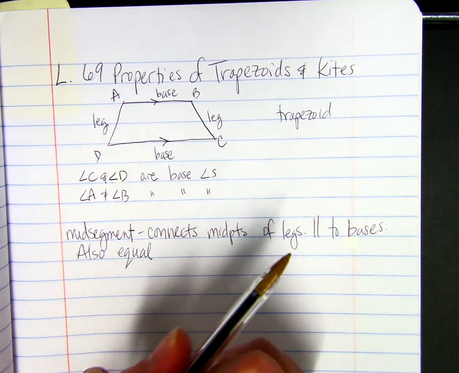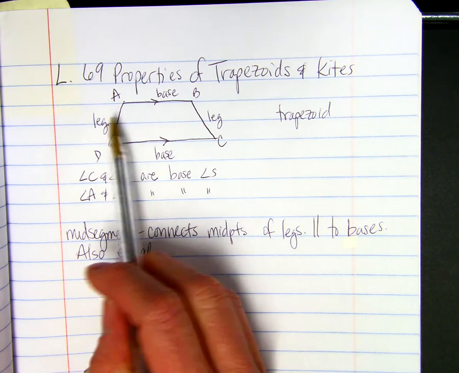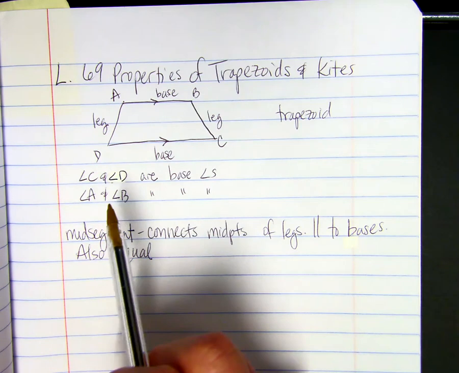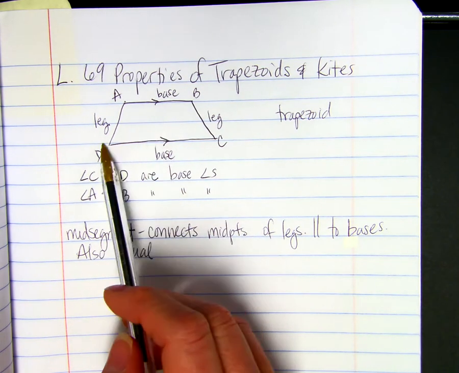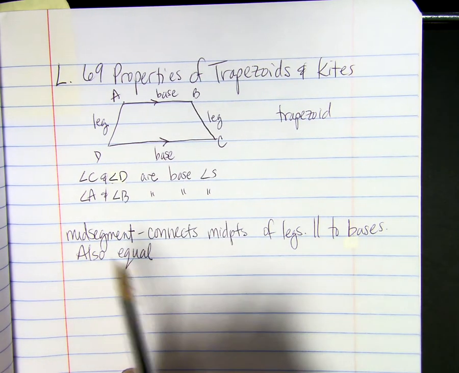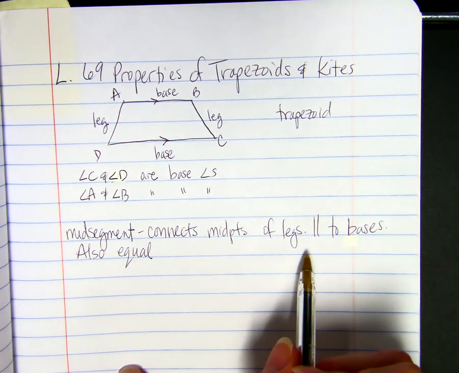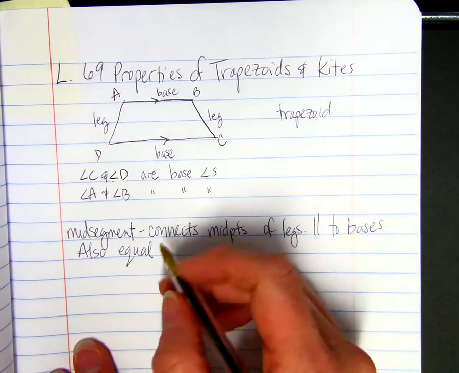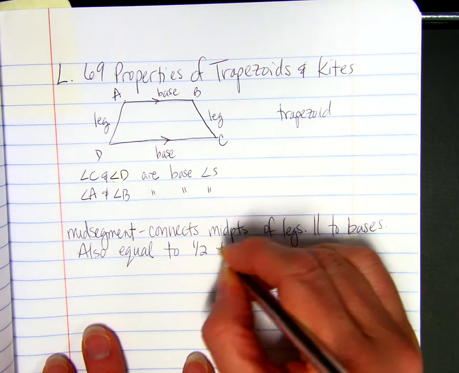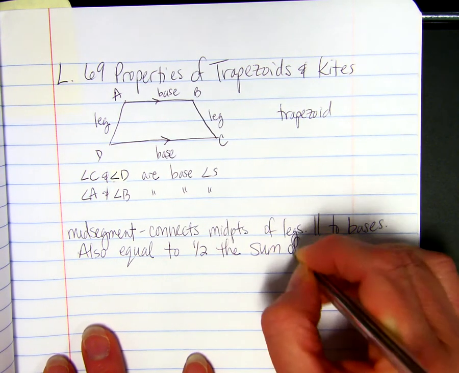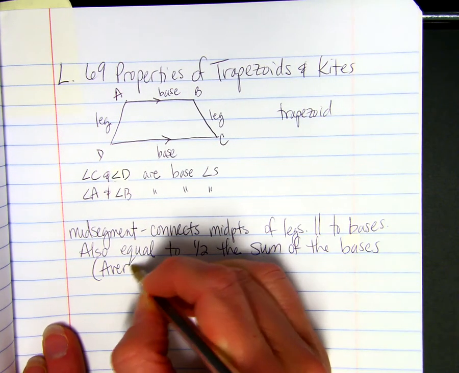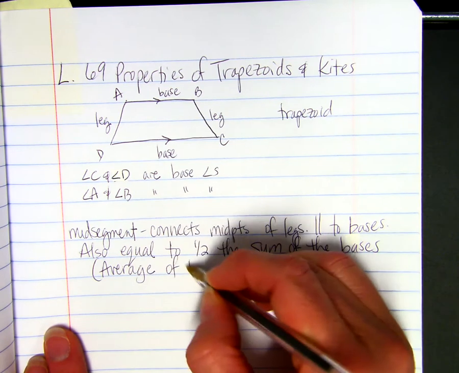This is lesson 69, properties of trapezoids and kites. We talked about the pair of parallel sides are called bases, the extra sides are called legs. The two angles across from one of the bases are base angles, and the two angles across from the other one are base angles. Mid-segment connects the midpoints of the legs. It'll be parallel to the bases, and it's also equal to half the sum of the bases. Or we could call that the average of the bases.